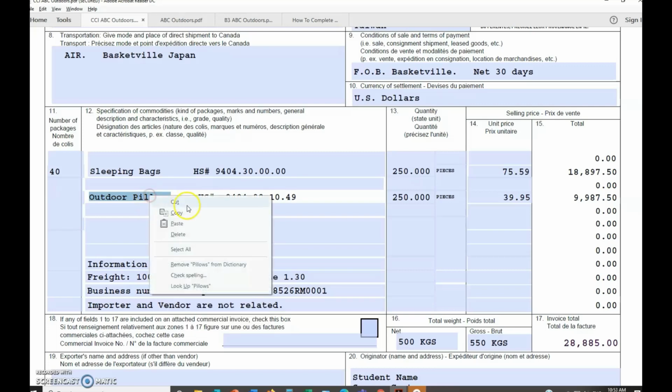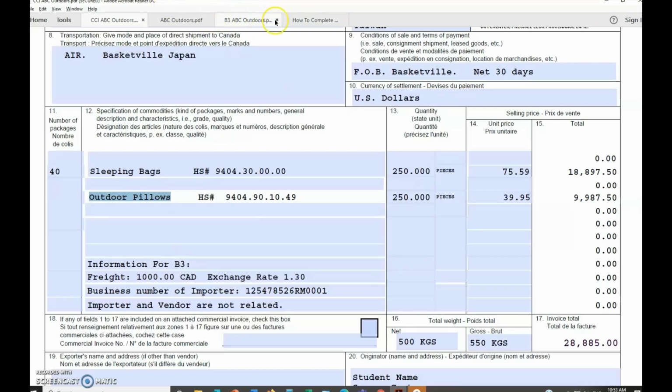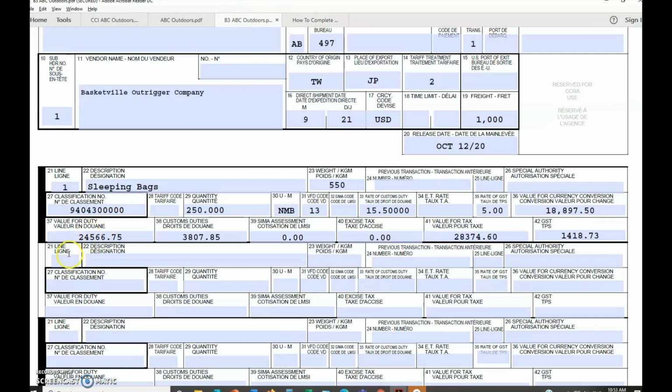There we go. So we've got the next one, which is line number 2. The description is outdoor pillows. The weight, we do not fill out what the gross weight is of the entire shipment. We've already done that. We only do that on the first field. So field 23 is going to be blank. 24, 25, 26 are left blank like I told you.